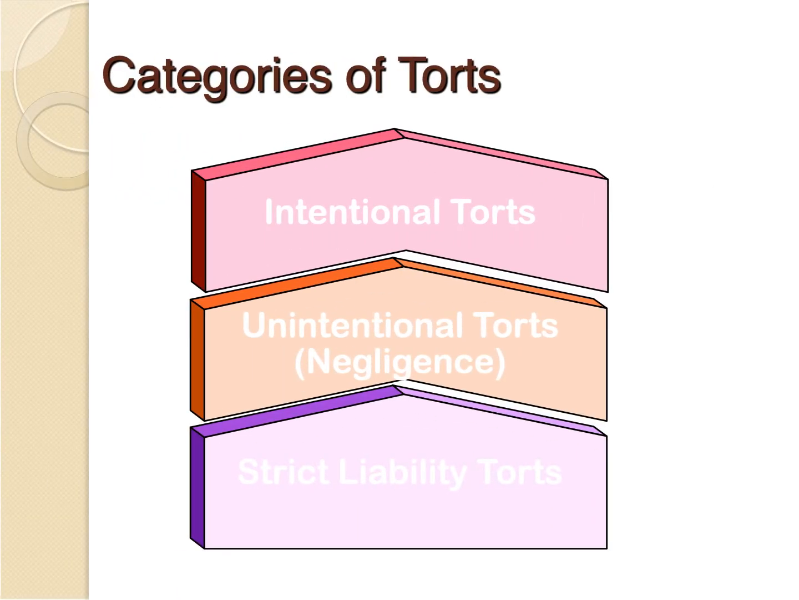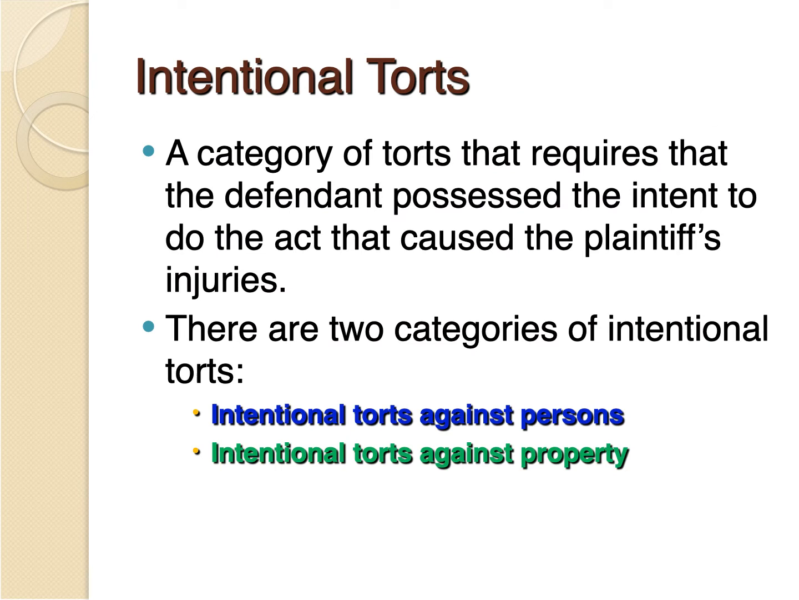Second, we now get into torts. Now, if you recall, torts, of course, means wrong, and there are three different types of torts: intentional, unintentional (negligence), and strict liability. Now, intentional torts is a category of torts that requires that a defendant possess the intent to do the act that caused the plaintiff's injury.